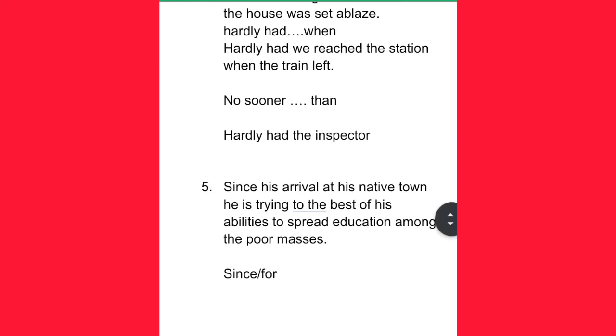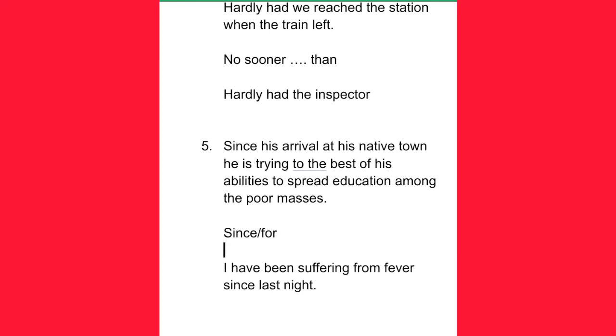One of the most unforgettable cliches, particularly for since, is I have been suffering from fever since last night. You know, at least whenever I listen to this word since, the first thought that comes to my mind, or the first sentence that comes to my mind, is this particular sentence. I've been suffering from fever since last night. Well, this is very helpful in this case of spotting errors.